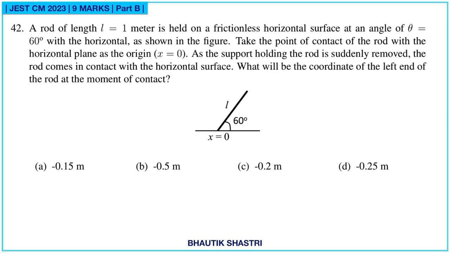Next question. A rod of length L equal to 1 meter is held on a frictionless horizontal surface at angle theta is equal to 60 degree with the horizontal as shown in the figure. Take the point of contact of the rod with the horizontal plane as the origin, x is equal to 0. As the support holding the rod is suddenly removed, the rod comes in contact with the horizontal surface. What will be the coordinate of the left end of the rod at the moment of contact? Now in this case, what will be the center of mass? So that will be here, that means half.